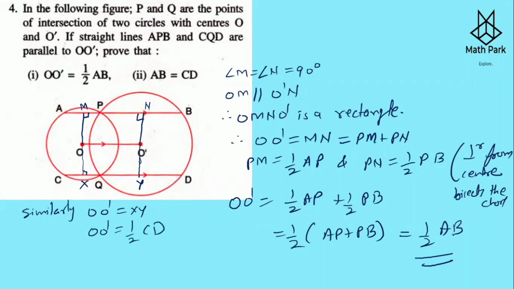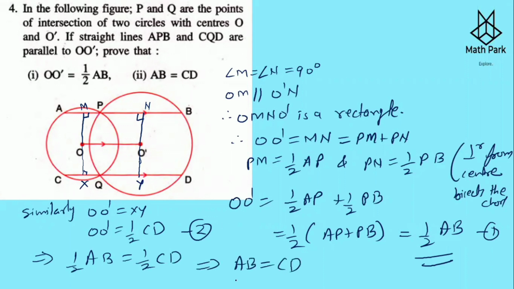So from equation 1, OO dash is half of AB, and from equation 2, half of CD. So we get half AB is equal to half CD, because both are equal to OO dash. So this implies AB is equal to CD, and thus we are done with the second part.